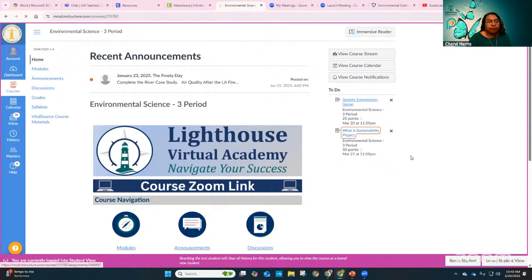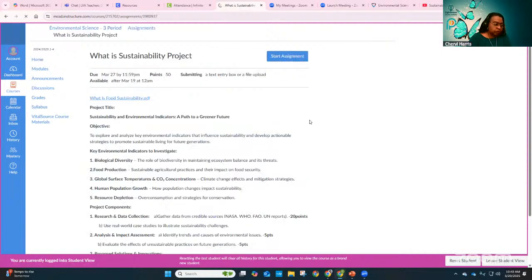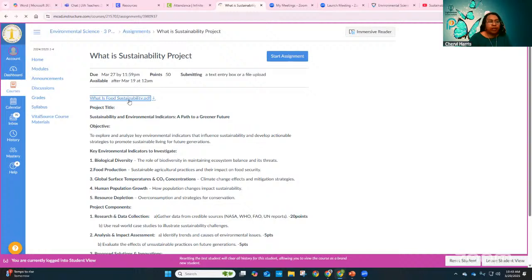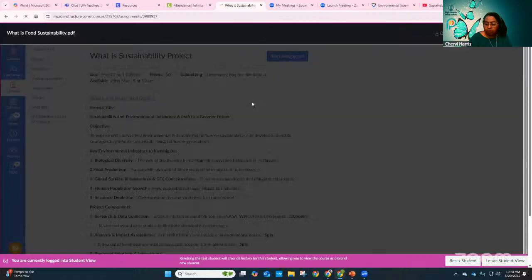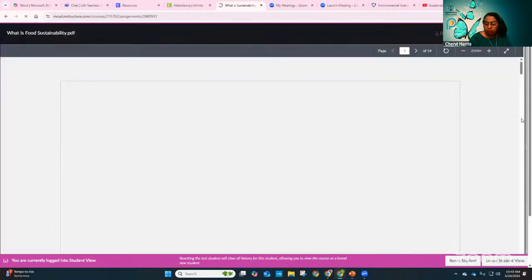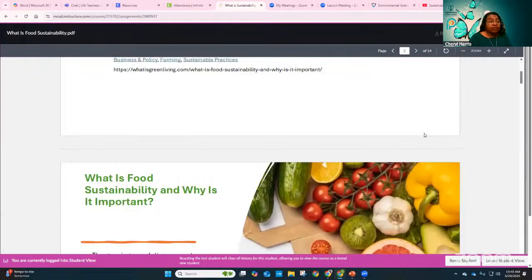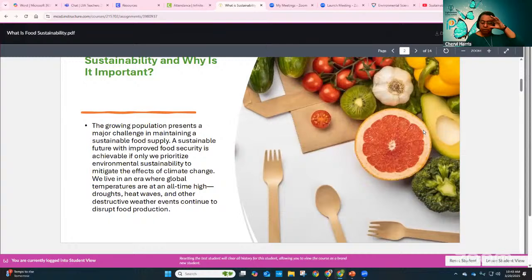All right, so yesterday, for those of you who weren't working on your project, I had you looking at a PowerPoint. This is just information: what is sustainability? A lot of it is covered in Canvas, but do read this as a resource for what you're about to do.